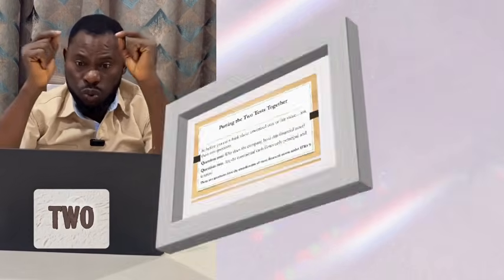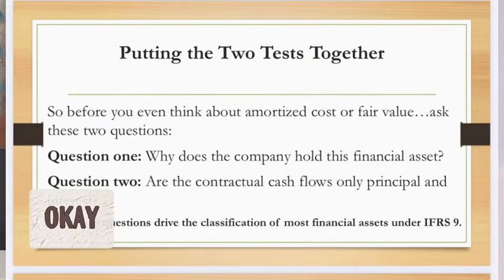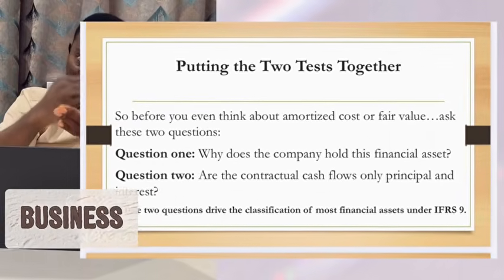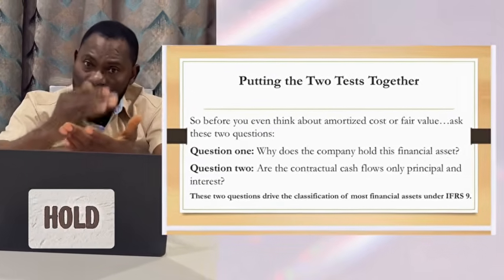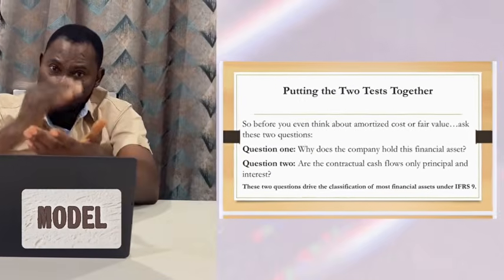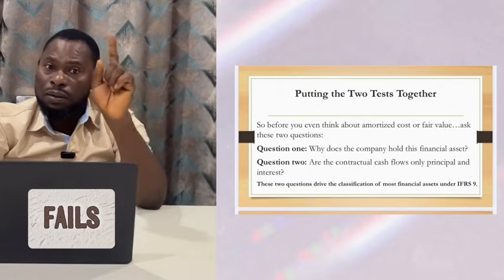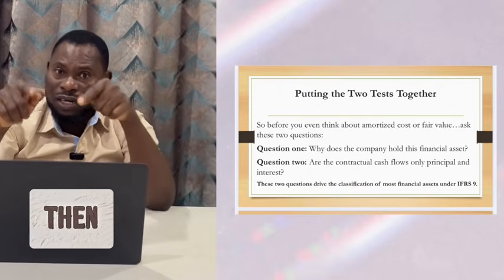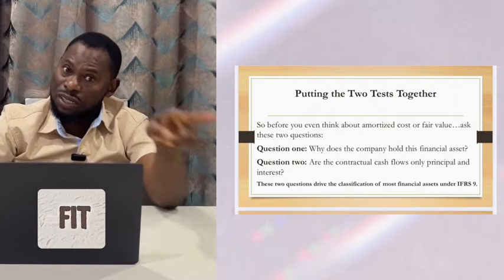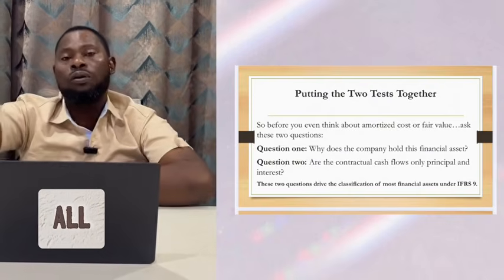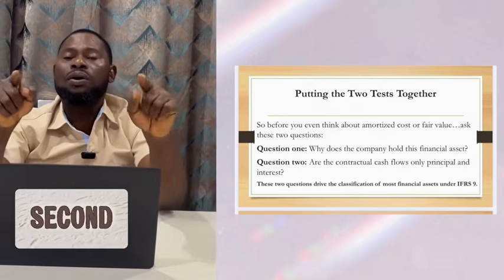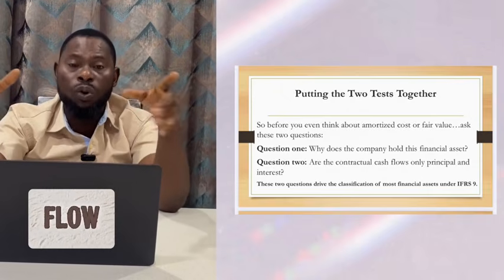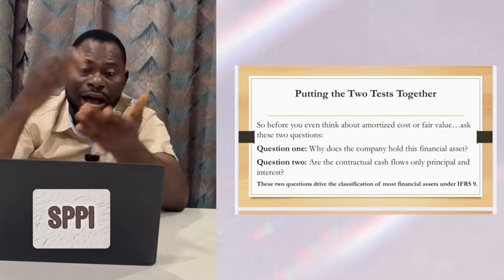Next, let's put these two tests together. Remember, we said two questions. Question number one, what is the company's business model? We said business model one, hold to collect. Business model two, hold to collect and sell. Business model three, when it fails business model one and two, then every other thing that does not fit into category one and category two will fall into category three. Then the second question is, what is the nature of the cash flow? It has to pass the SPPI tests.